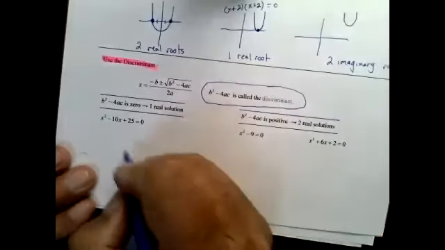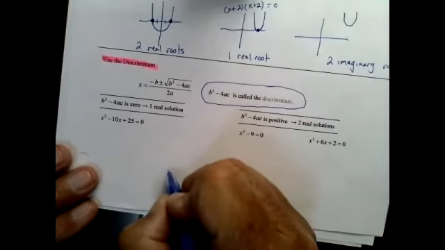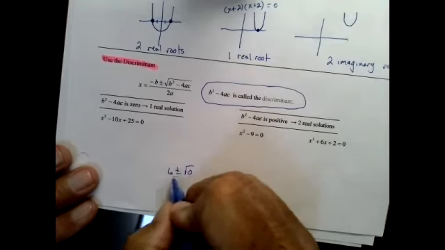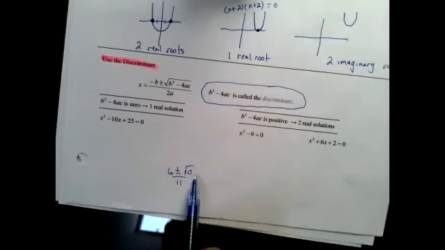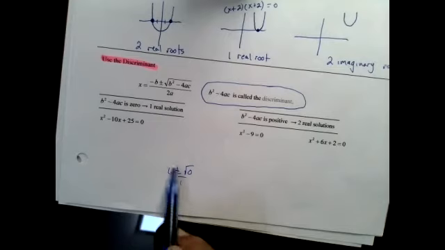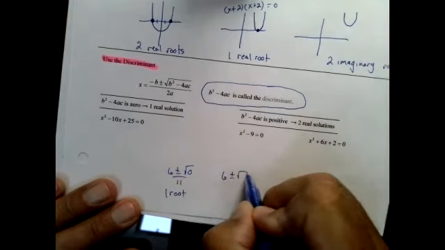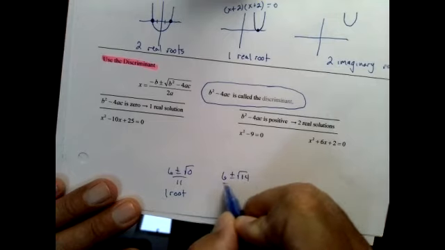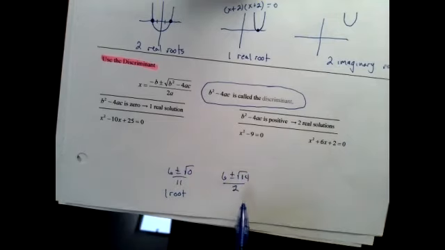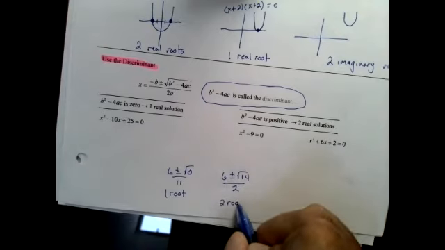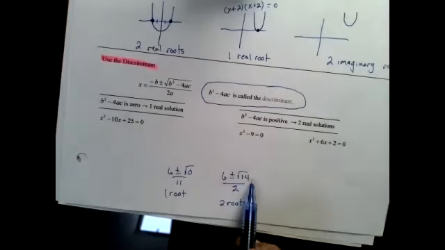So if I start doing some work and I get 6 plus or minus the square root of 0 over 11, I'm going, uh-oh, I only have 1 root, and that's 6 over 11. 1 root. If I had something like 6 plus or minus the square root of 14 over 2, now I know I'm going to have 2 roots. Because it's going to be 6 plus some number and 6 minus some number. And I would get 2 answers, the 6 plus and the 6 minus.